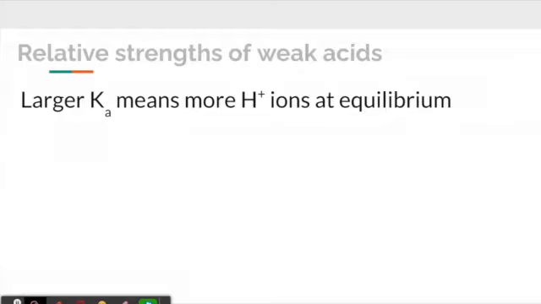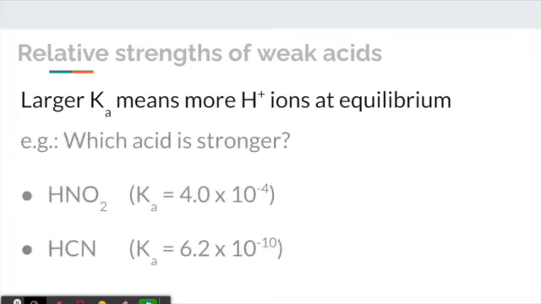You can compare the strengths of weak acids relative to each other by just comparing their Kas, because the larger Ka means more products, and among those products are hydrogen ions, and the more hydrogen ions you have, the stronger the acid. So between these two, for example, nitrous acid, HNO2, and hydrogen cyanide, which is also an acid, the Ka for HNO2 is 4 times 10 to the minus 4, whereas the Ka for HCN is 10 to the minus 10. Obviously, 10 to the minus 4 is much, much larger than 10 to the minus 10, and so HNO2 is going to be the stronger of these two acids.